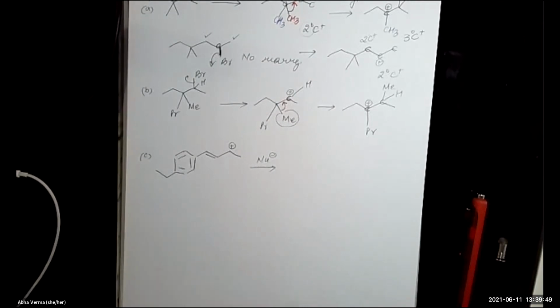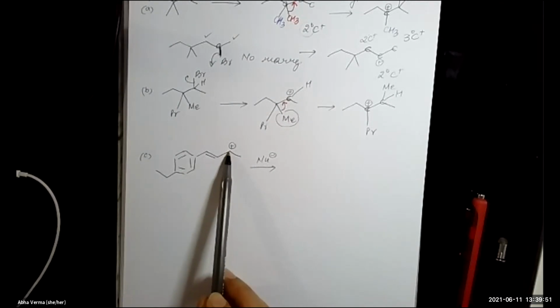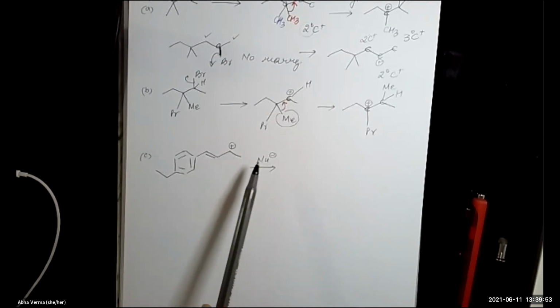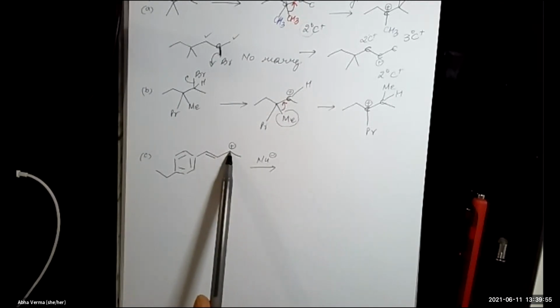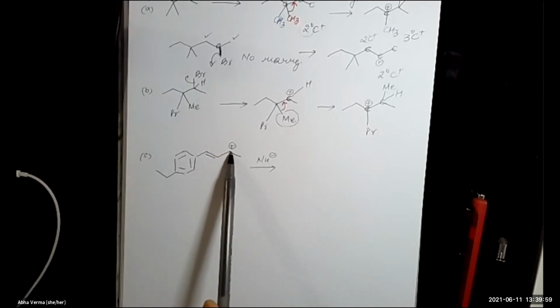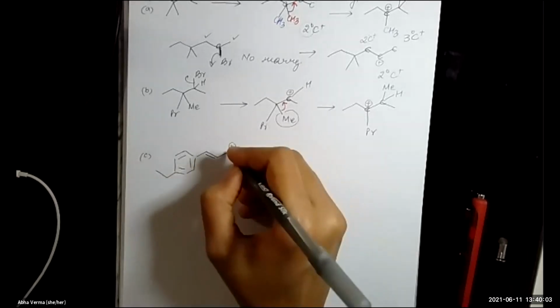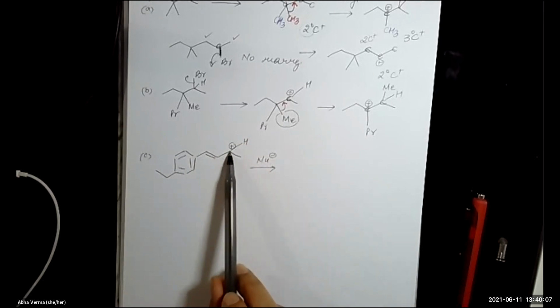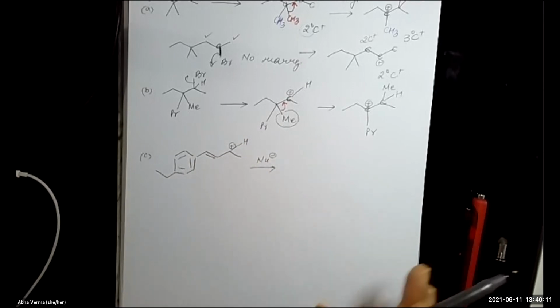Okay, so if you look at this system, how many carbons is this attached to? And remember, there is a third hydrogen, of course. So how many carbons is this 2 attached to? Very good. So ideally, it should have been a secondary carbocation.